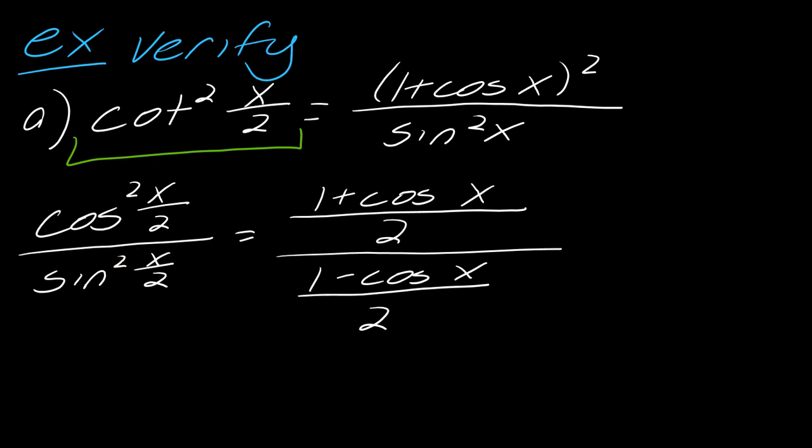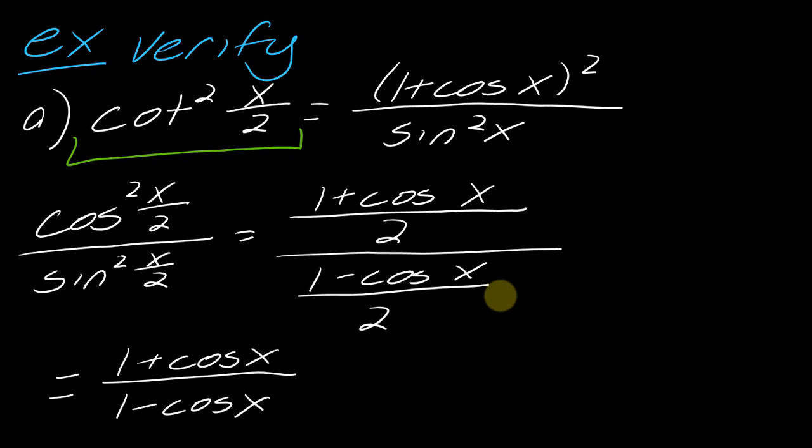Okay, so now what? Well, we've got to simplify this. So maybe take a second, think on your own, how does this simplify? Write that out. So this simplifies as 1 plus cosine x over 1 minus cosine of x. Now, remember, I am trying to prove that this equals this. Any ideas of how we could get to this?